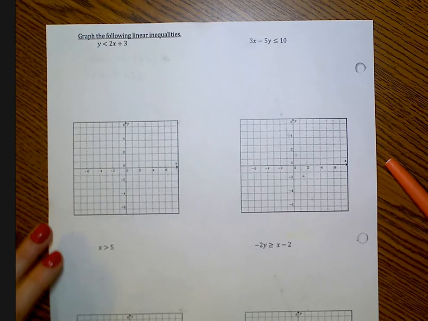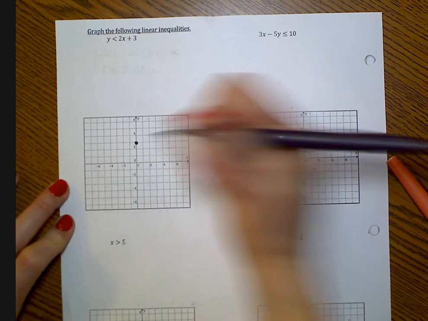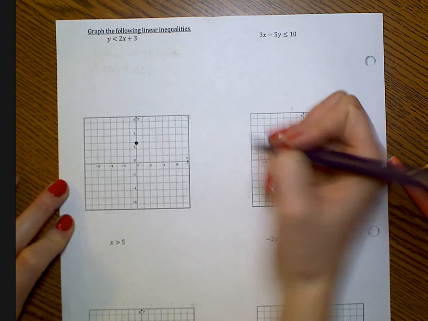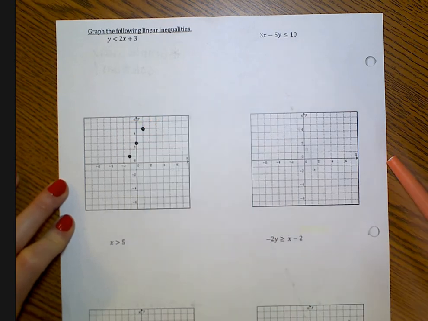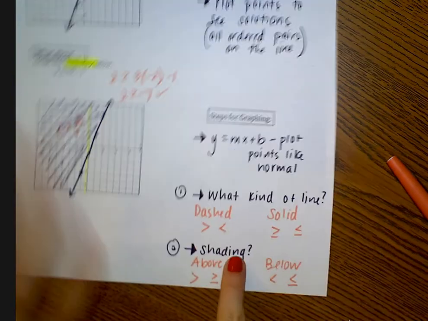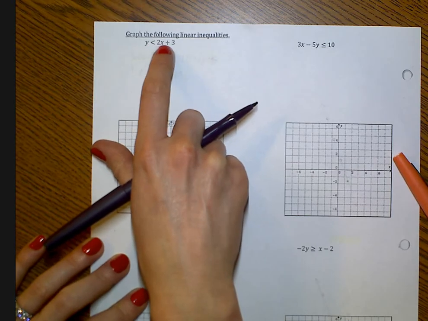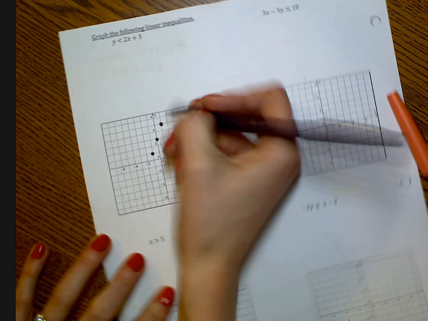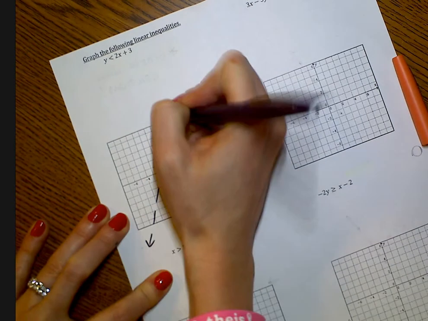I plot the points like normal, so I'm going to start at 3 on this first example, and I'm going to count my slope, up 2, over 1. Now, before you go crazy and just draw the line, I need to think about it. It's either dashed or solid. This does not have that "or equal to" line underneath the sign. So this is an example of a dashed line, which would look like that.